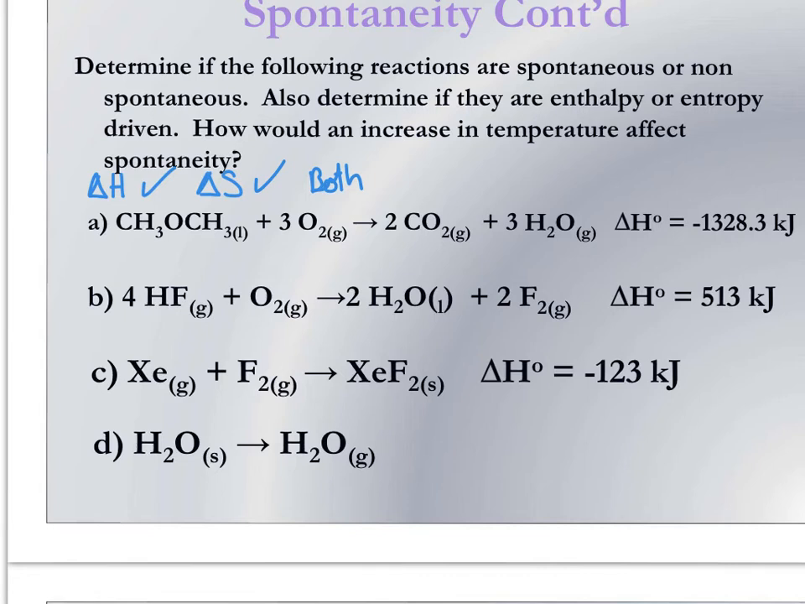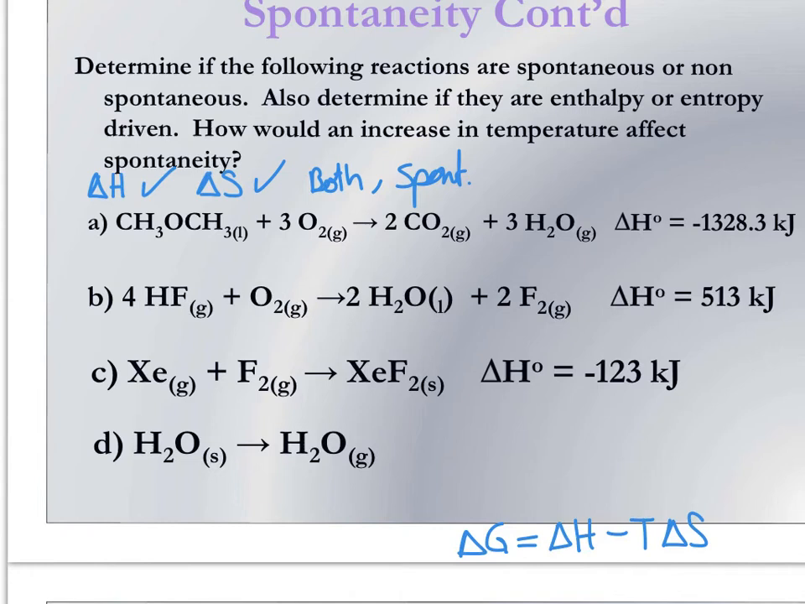Next, would this reaction be spontaneous? Yes, it would be. It would be spontaneous at all conditions. The last question asks you, what happens if you increase the temperature? Does it make it more spontaneous or less spontaneous? To figure this out, let's look at delta G is equal to delta H minus T delta S.